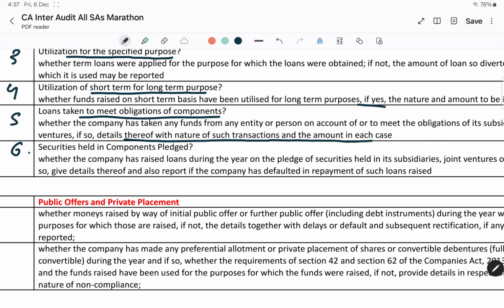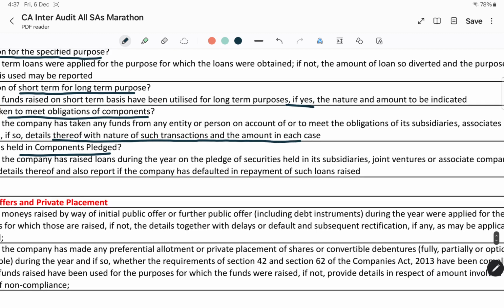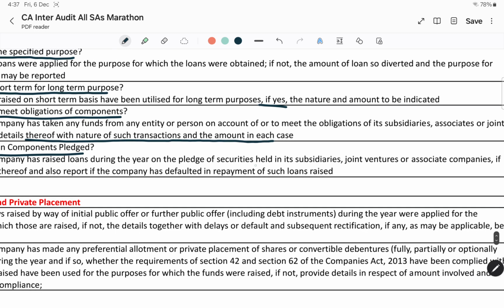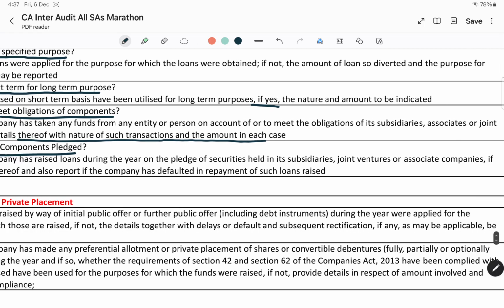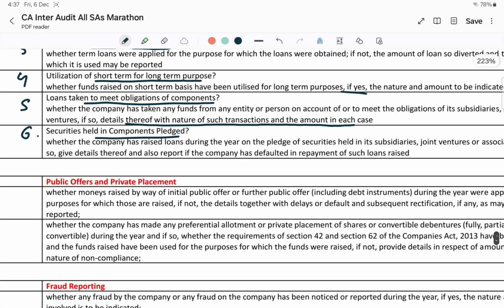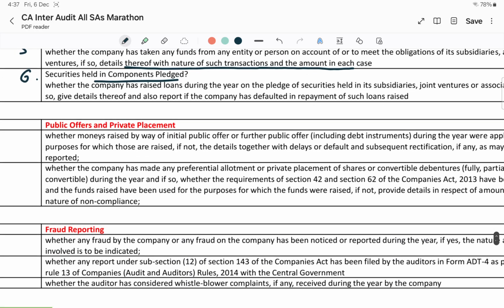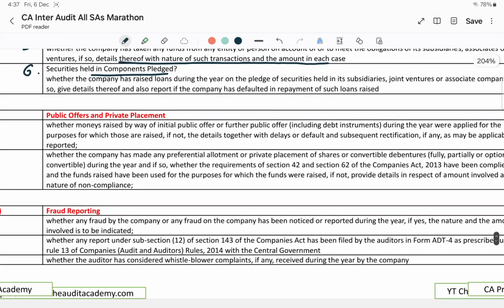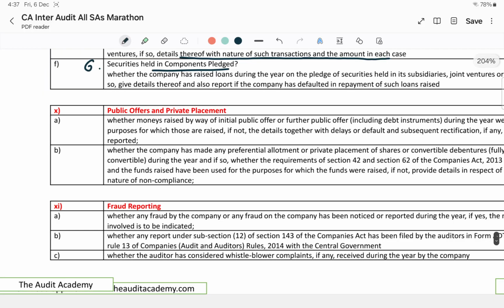Securities held in component pledge. Whether the company has raised a loan during the year on the pledge of securities held in its subsidiaries, joint venture, or associate companies. If so, give details thereof and also report if the company has defaulted in the repayment of such loan raised.